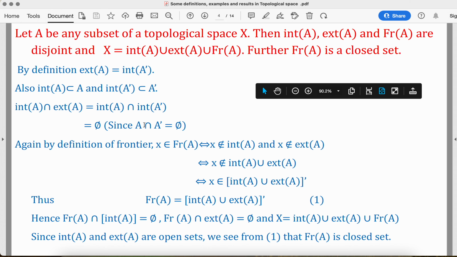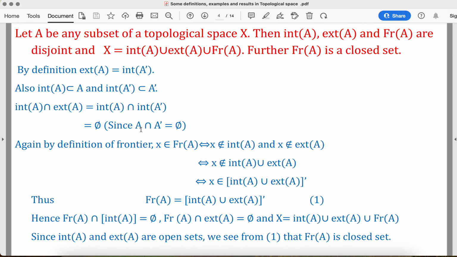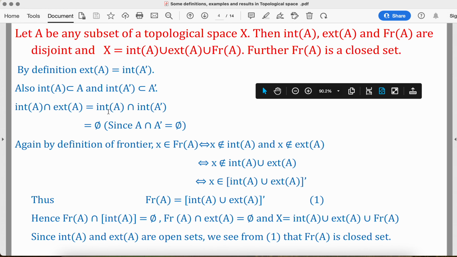But A intersection A complement is equal to phi. The intersection of a set with its complement is always an empty set. So interior of A intersection interior of A complement is also an empty set.